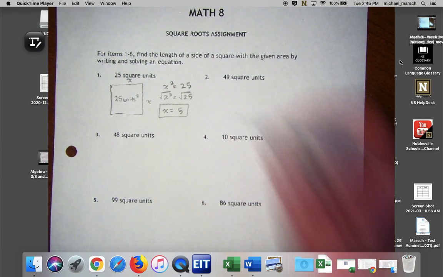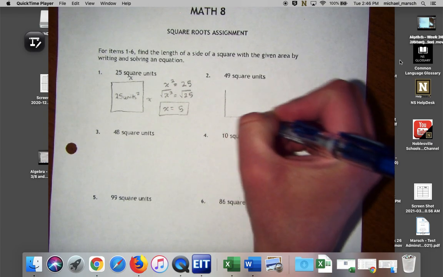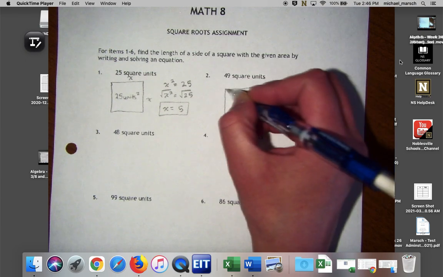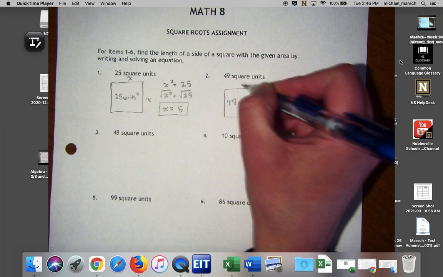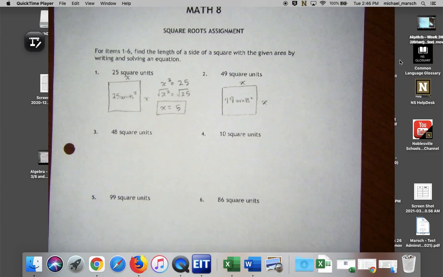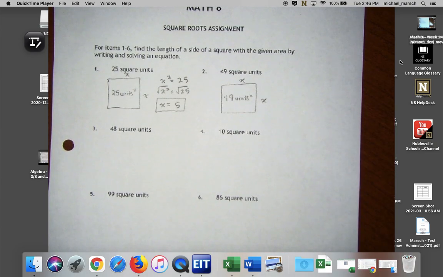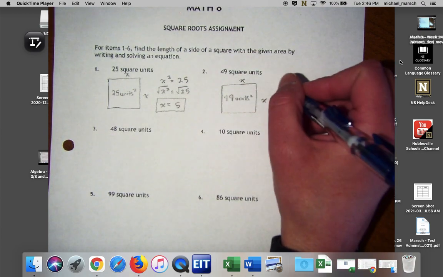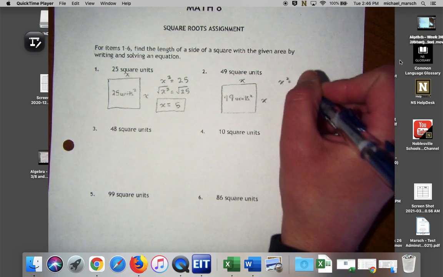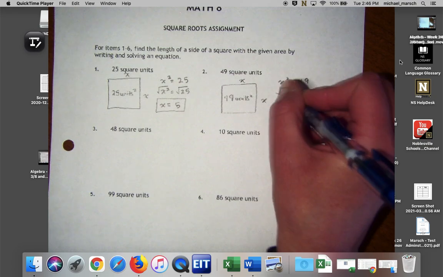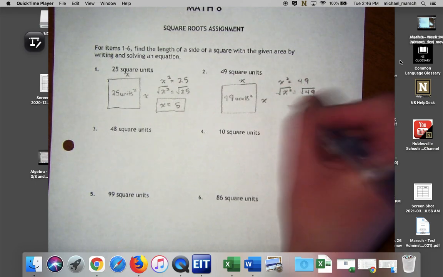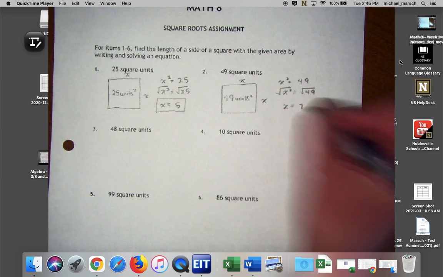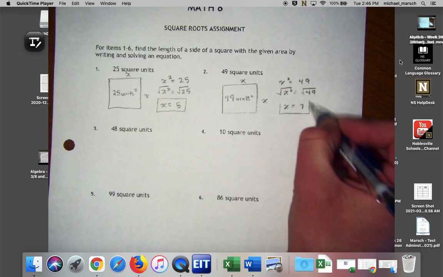Okay. So what if I have a square and it's 49 units squared for the area? What are my x values going to be? 7. How did you know that, Brady? Because 7 times 7 is 49. The square root of 49 is 7. Excellent. So 7 times 7 equals 49. X will equal 7. I don't know my sevens.